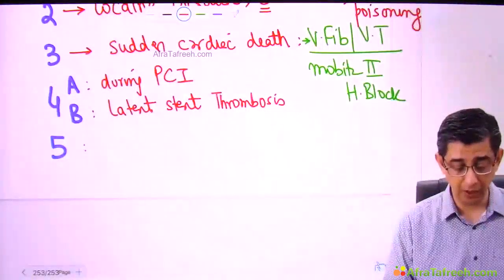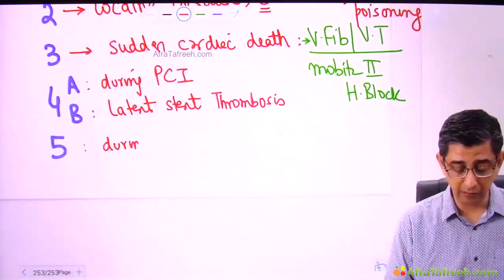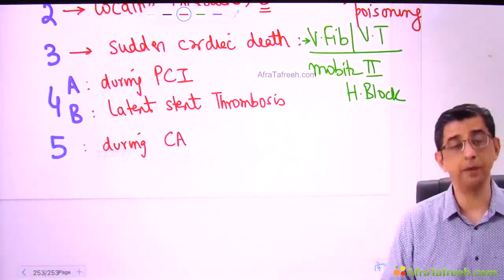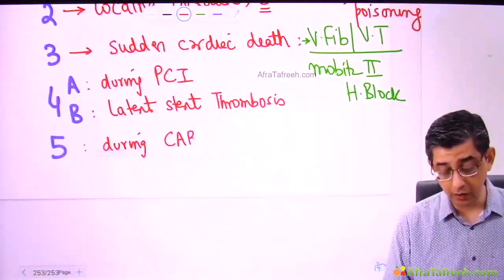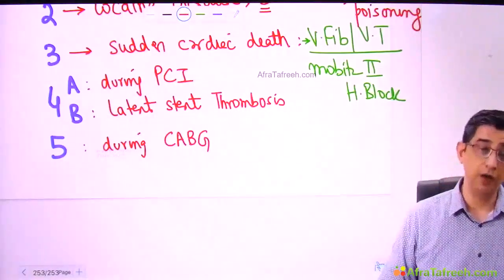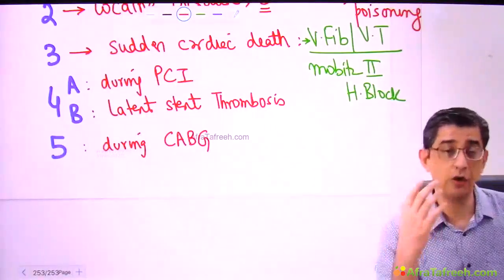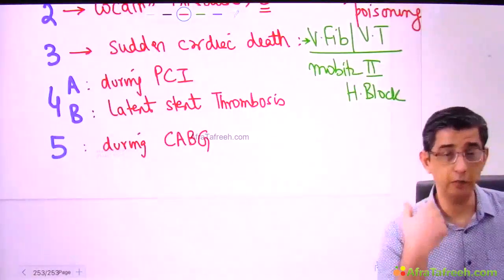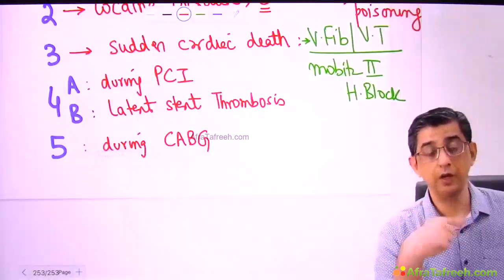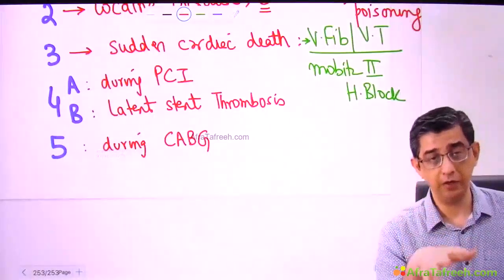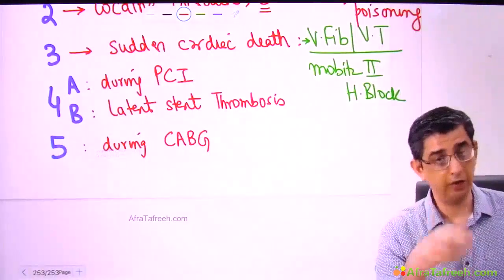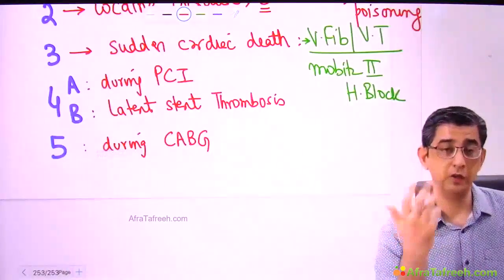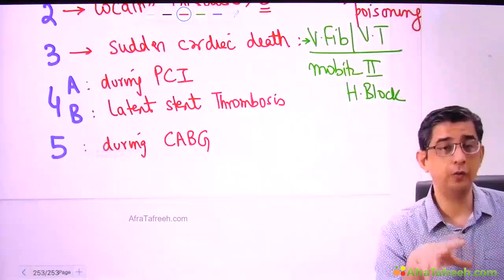And type 5 MI, I would call this guy a very unlucky chap. Why? Because he's on the operation table. He's undergoing coronary artery bypass grafting. Now, while undergoing coronary artery bypass grafting, can somebody develop MI? There can be two reasons for it. One reason can be that, during coronary artery bypass grafting, they do it on a beating heart nowadays. There was a possibility that there was a lot of bleeding in the operating area.